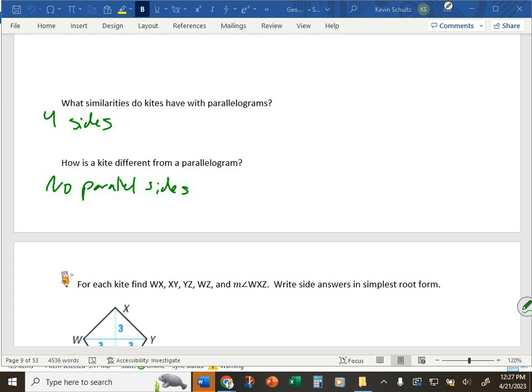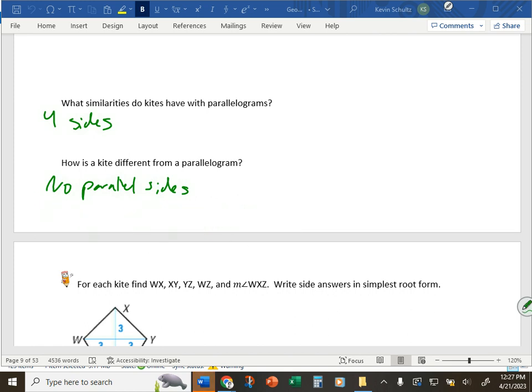Kelly. There's at least 2 sides that are congruent. That'd be a similarity. Yes. So parallelograms have both pairs of opposite sides congruent. That's true for parallelogram, rhombus, and rectangle. That would probably be a difference. It's got only 1 pair of parallel sides versus 2. That's where it kind of falls in the same family as a trapezoid. It's got 0 pair of parallel sides, no parallel sides.